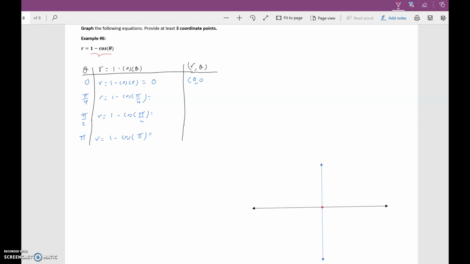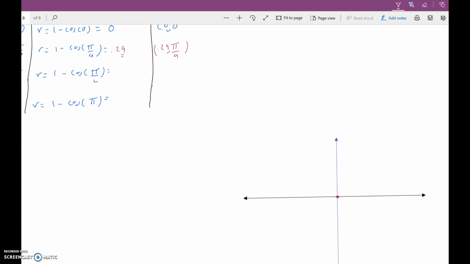The second one, as a decimal approximation, I'm getting 0.29, rounding to 2 places. So we're looking at 0.29 and pi over 4. I'm just going to say that this is 1, 1. So at a radius of 0.29 and then pi over 4, it's going to be around here.